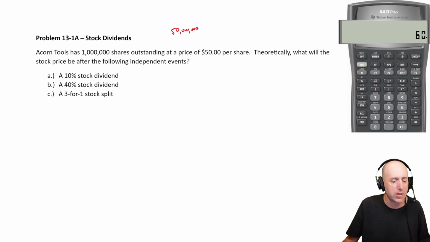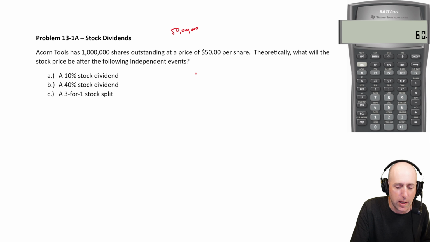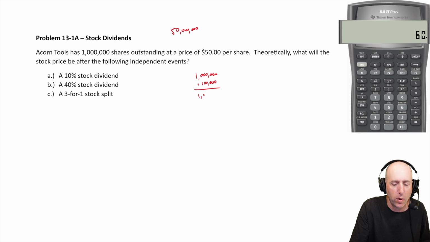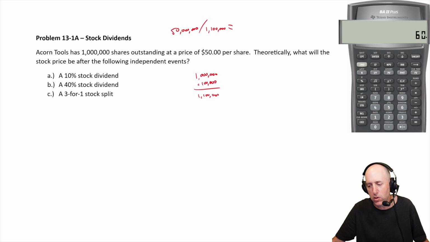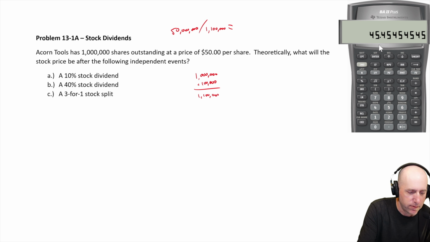Theoretically, what will the price be after the following independent events? Okay, we do a 10% stock dividend. So that means we had 1 million shares, but now we're giving away 100,000 more shares. 10% of 1 million is 100,000. So we have 1.1 million shares out there, but we still have a $50 million company. So we just go, okay, it's $50 million divided by 1.1 million shares. What's the value per share? 50 million divided by 1,100,000 is $45.45.